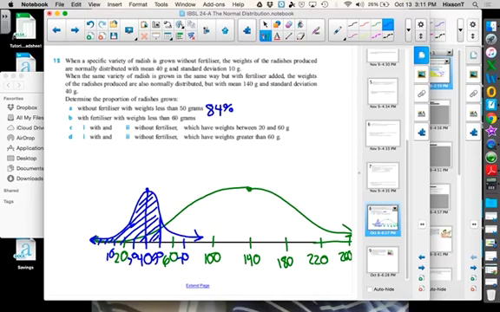And then the ones with fertilizer that weigh less than 60 grams, here, notice we're 2 standard deviations below the mean, which means there's only another 2.5% down here. Okay? So we're looking for this area here, that's 2.5%. Okay? And the others are similar there.